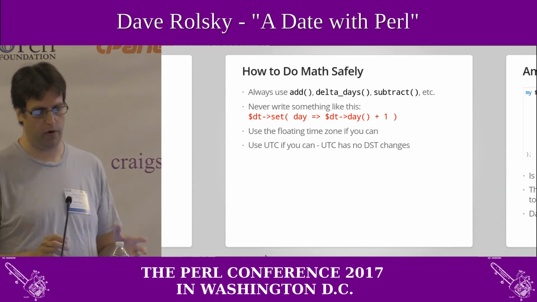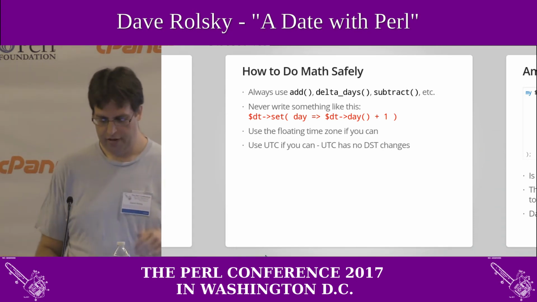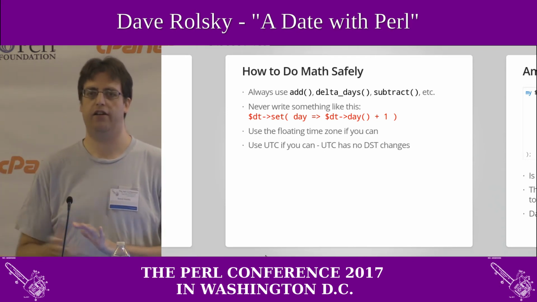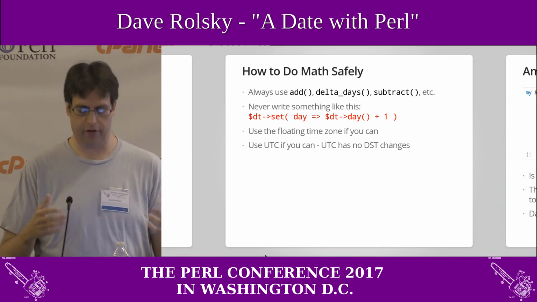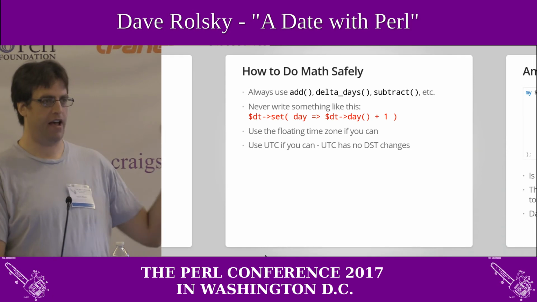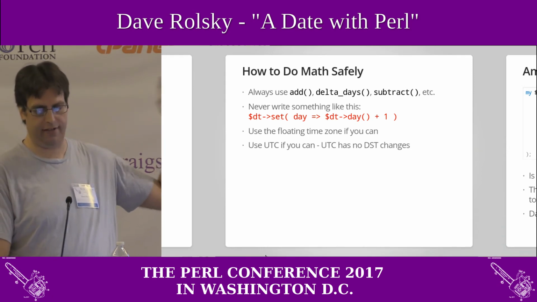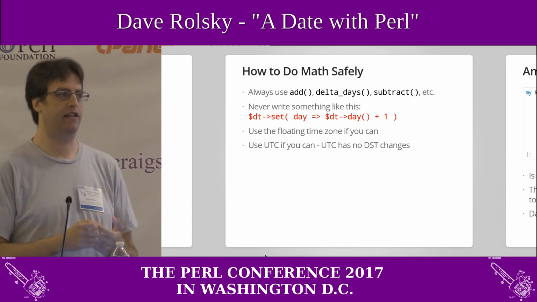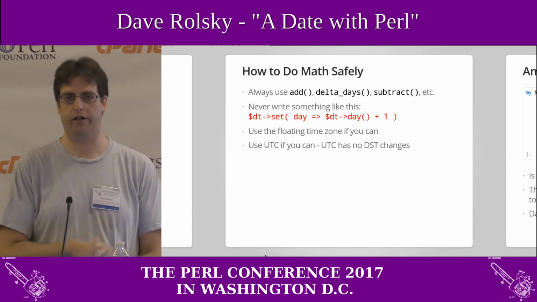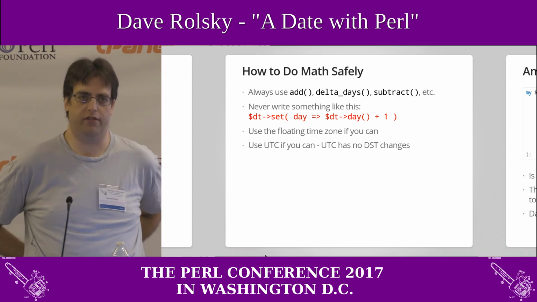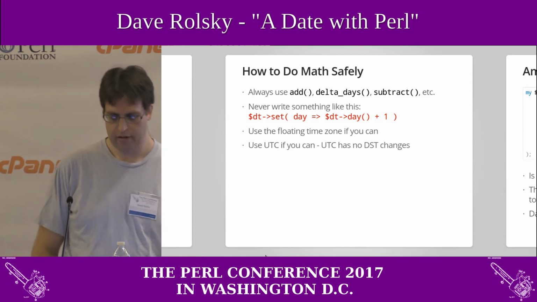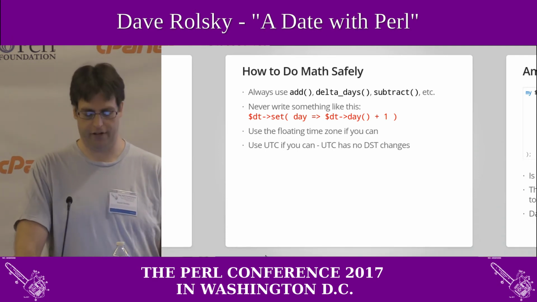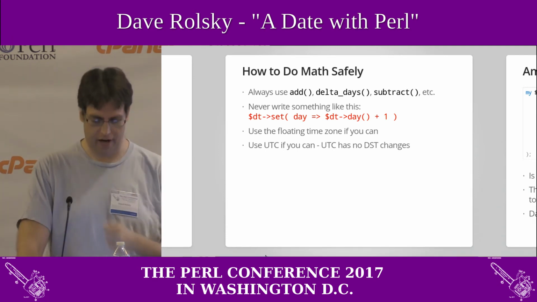So there are some ways to do this safely. Number one, always use add to add days or months or whatever to a date time you have. I have seen people write code like date time set, and then manually do the math, and that is much more likely to expose you to weird bugs, and it's just wrong. There's a reason that there is an add method. There are subtraction methods like delta days and subtract, so conversely, do not do set with a subtraction.